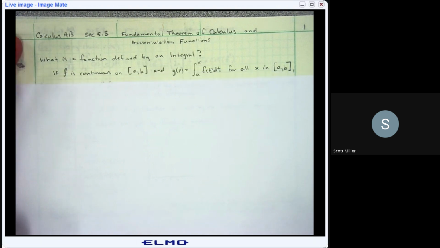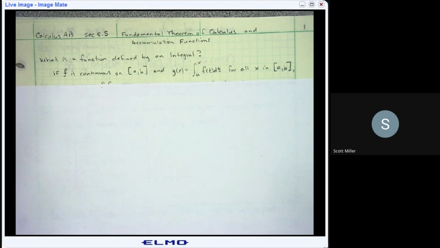So today we're going to look at the fundamental theorem of calculus. I'm going to start off by revisiting something I talked about in the last video. What is a function defined by an integral? Last time I talked about it briefly, and it showed the problems. Here's a little bit more formal version.